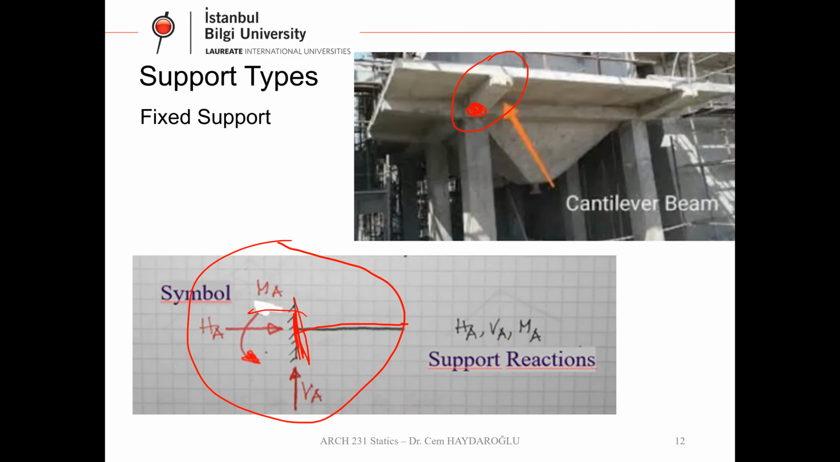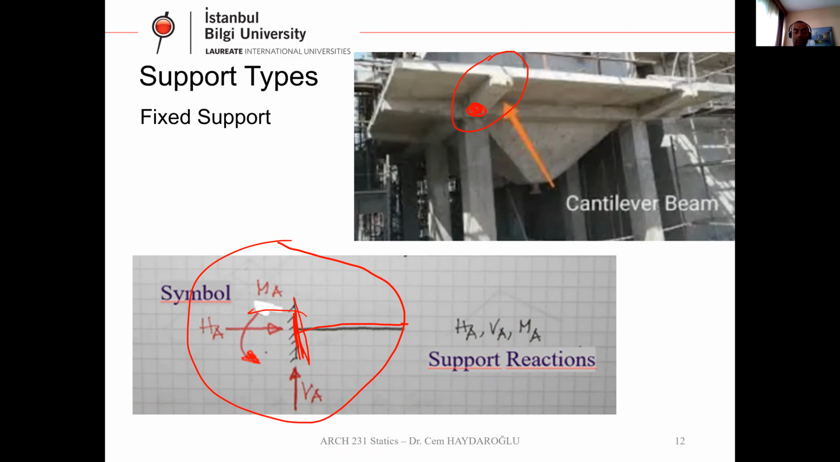Ece, sesini kapatabilir misin? Ece, duyuyor musun bizi? Hello. Ece. Okay. Teşekkürler.